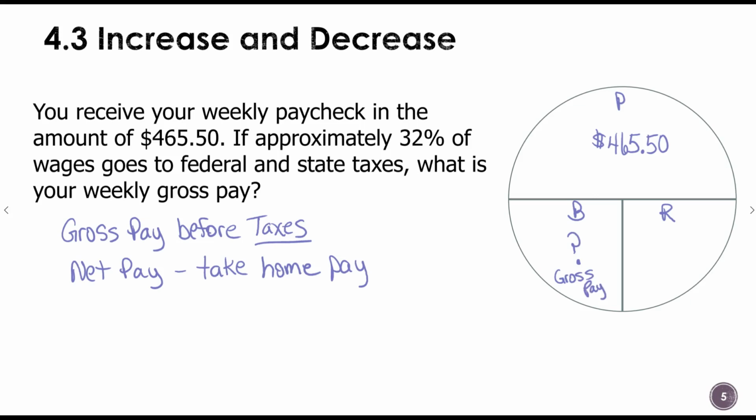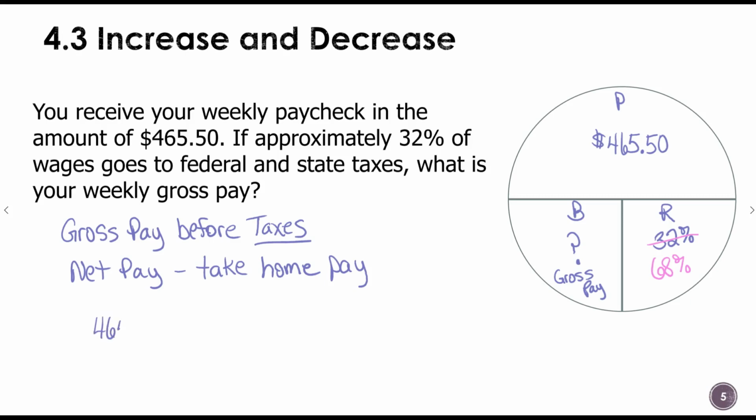And then it says if approximately 32% of wages go to federal and state taxes, what is your weekly gross pay? So the 32% is not actually the percent I'm going to use here. I'm going to use 68%. 68% of my gross pay is my take-home pay, right? 32% is the amount taken out of my gross pay, but 68% is the amount that I bring home. So that's another one of those that are a little bit tricky.